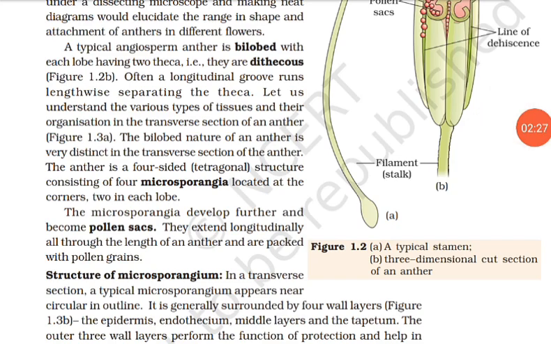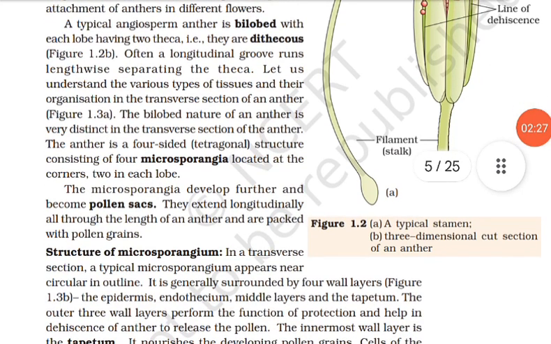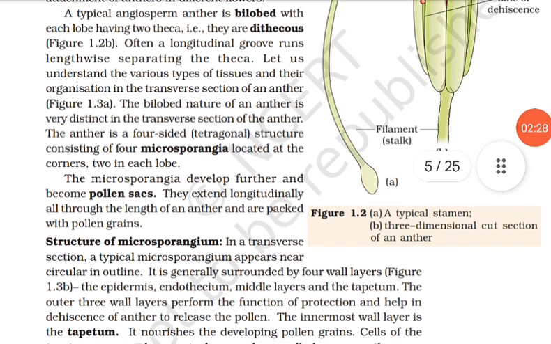A typical angiosperm anther is bilobed, with each lobe having two theca. That is, they are dithecous. Often a longitudinal groove runs lengthwise, separating the theca. Let us understand the various types of tissues and their organization in the transverse section of an anther.